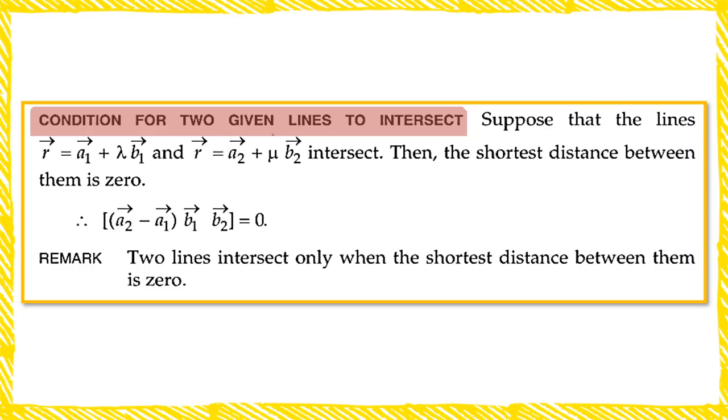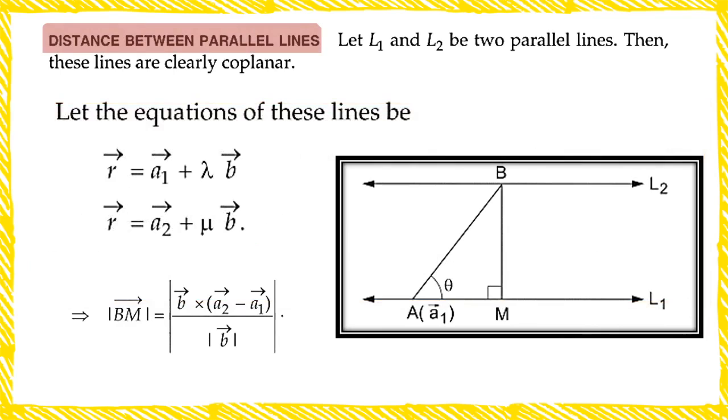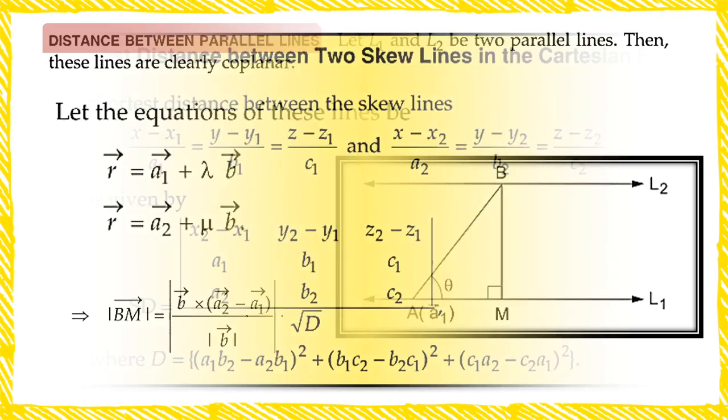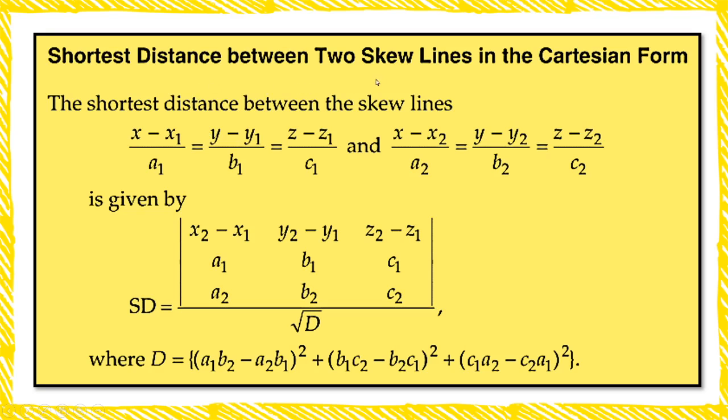Now, the condition for two given lines to intersect. Suppose that the two lines intersect, then definitely the shortest distance between them will be 0. Now, we will discuss examples based on these. Distance between parallel lines: if we have to find the distance between parallel lines, this is the formula. Vector B cross (A2 minus A1) upon magnitude of B. The shortest distance between two skew lines in the Cartesian form is this.